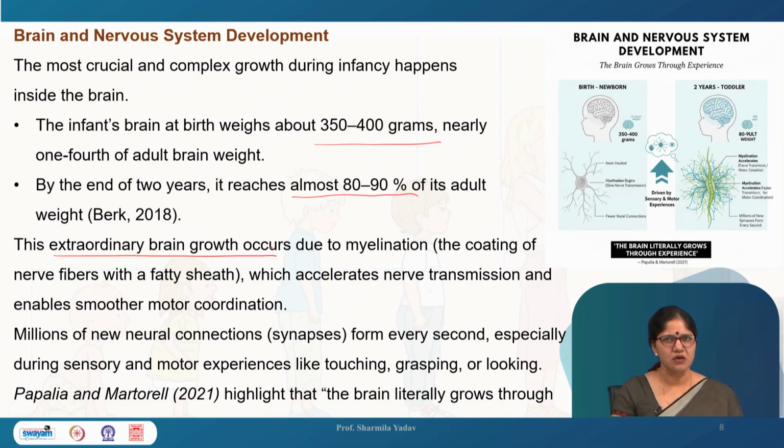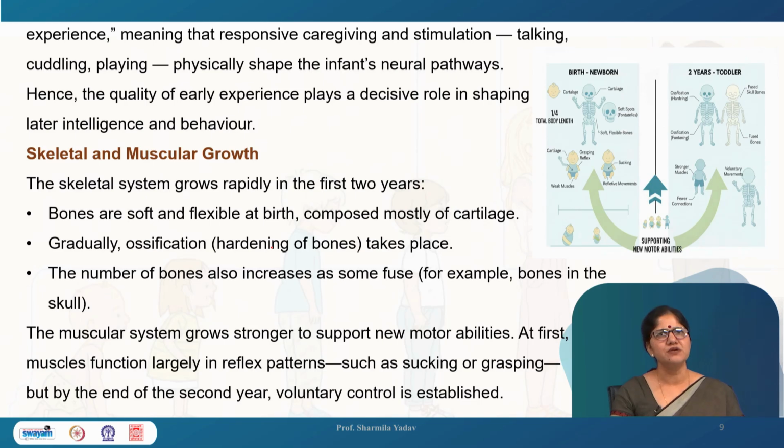touching, grasping, or looking. Papalia and Martorell 2021 highlight that the brain literally grows through experience, meaning that responsive caregiving and stimulation, that is talking, cuddling, playing with the infant, physically shape the infant's neural pathways. Hence, the quality of early experience, very important, plays a decisive role in shaping later intelligence and behavior.